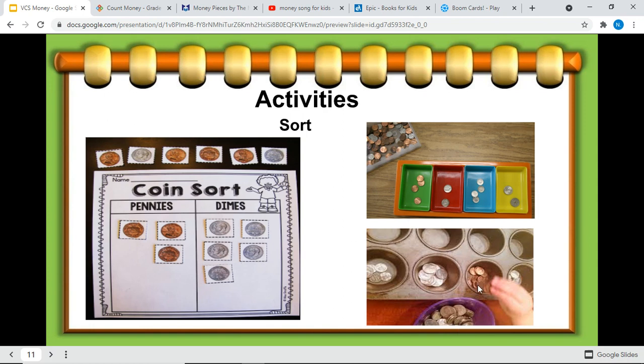You can use a muffin pan or trays. You can label them so students would know which one goes where, or you can place one in and they would have to observe it to see what's there and find the correct area in which to sort.